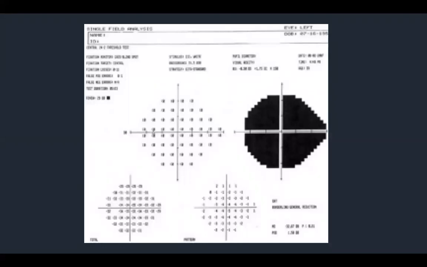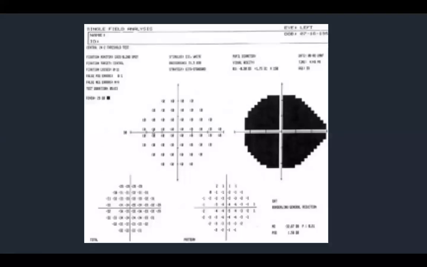So this visual field represents global depression with normal pattern deviation. I need one word to describe it. Actually, this is the exact question which came to us in the oral exam. So I would say this is a global depression.